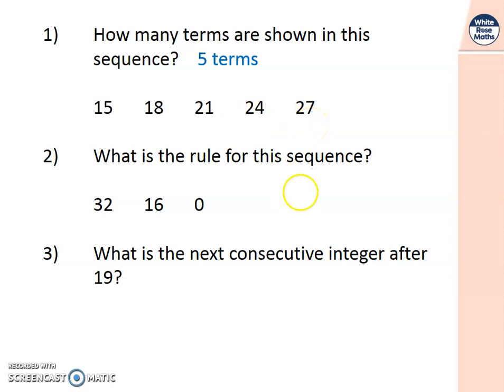Number 2, what is the rule for this next sequence? So you have to look at each term and think, what do I do to this term to get to the next one? What would I do to 32 to get to 16? Well, there are 2 possibilities. I could divide by 2, that would make 16, or I could subtract 16 to get to 16. If we're not sure which one, we check by going to the next one.